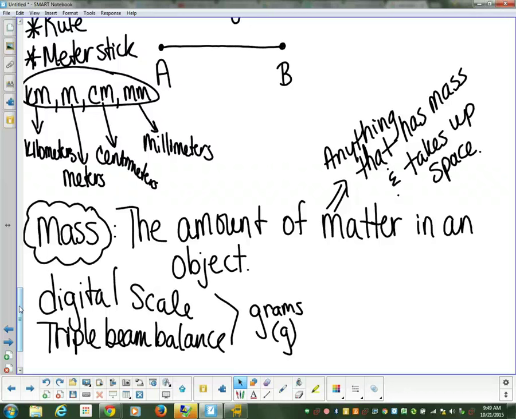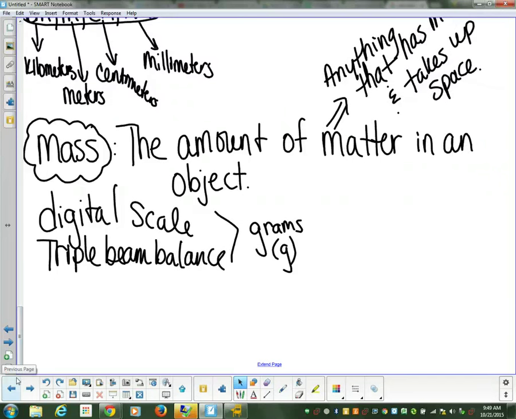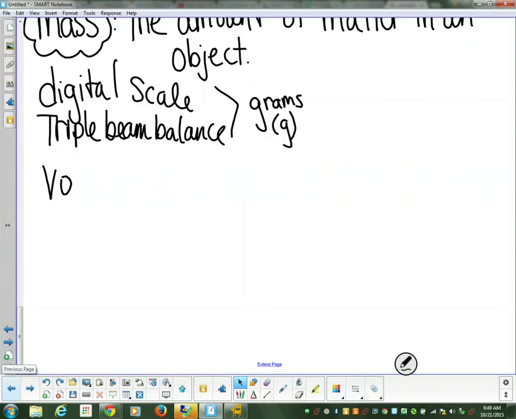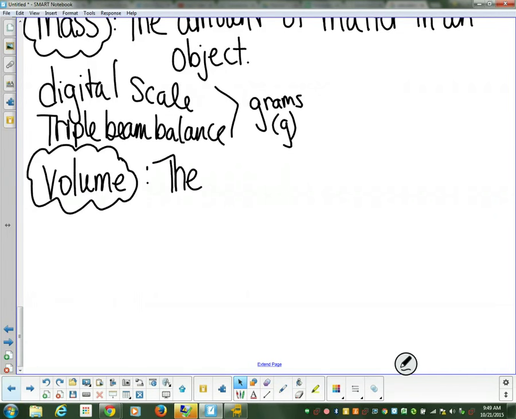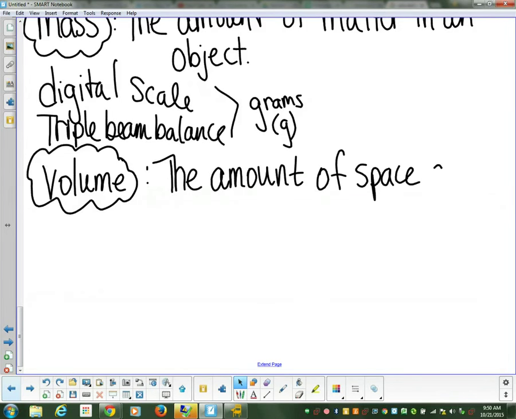All right, next term is volume. Volume is the amount of space an object takes up.